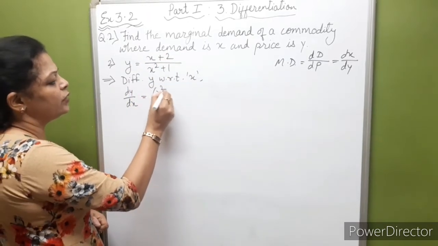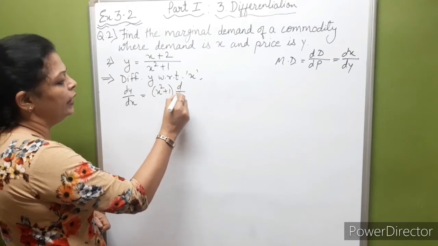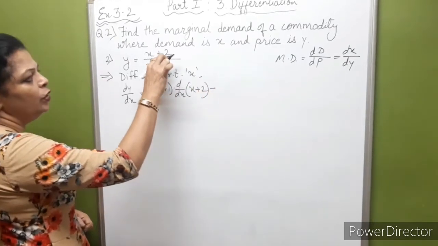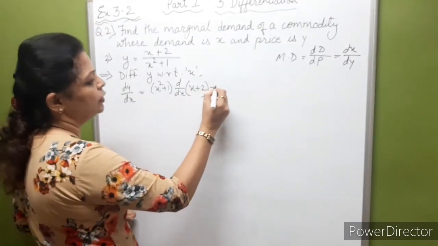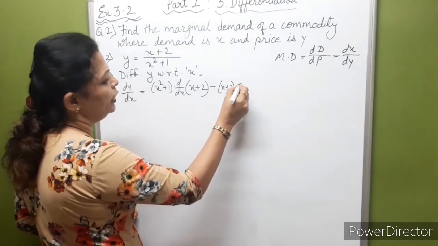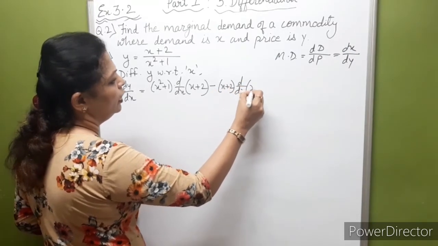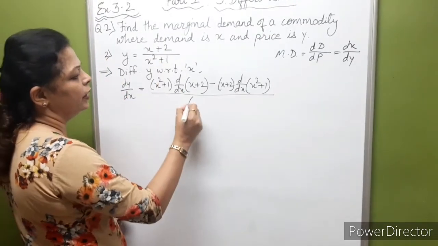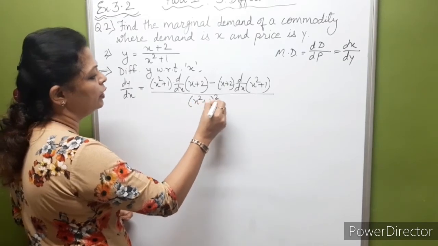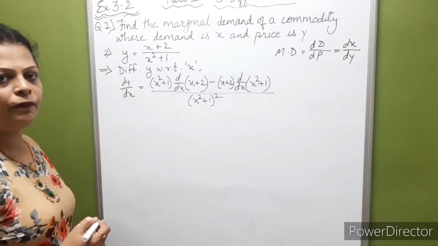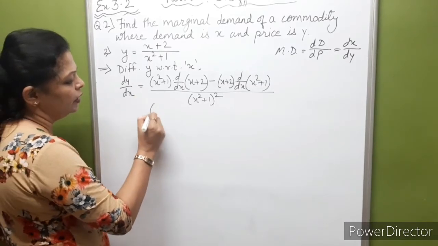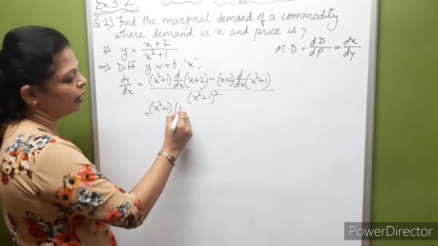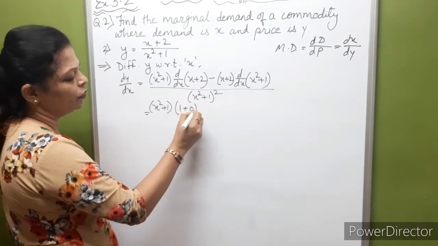So you will get x square plus 1 into d dx of x plus 2 minus u into dv by dx. So x plus 2 into d dx of x square plus 1 upon v square, that is x square plus 1 bracket square. Fine. Now let us simplify. So you get x square plus 1 into derivative of x will be 1 and derivative of 2 will be 0.